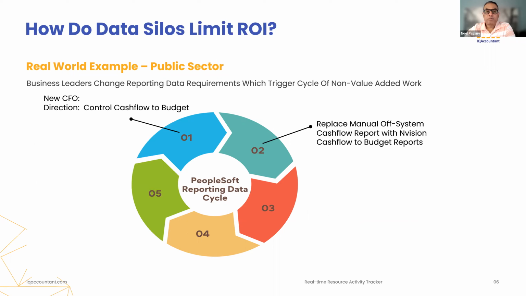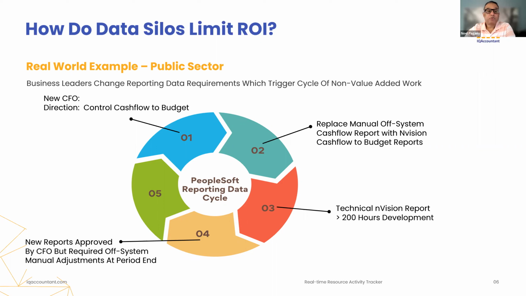So our task was to replace the manual off-system cash flow report with Envision cash flow to budget reports. The technical Envision report required over 20 hours of development. The new reports were approved by the CFO, but required off-system manual adjustments at period end. The new reporting process was replicated each period and required over 50 hours of work each period from staff.